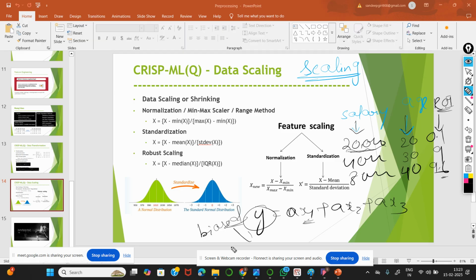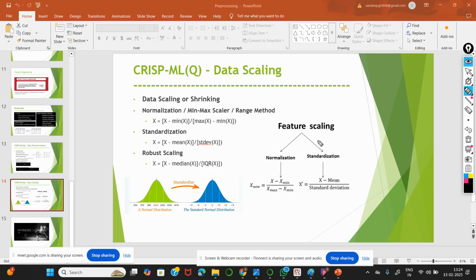This shouldn't be there. Equal priority should be given to each and every column, so y should depend on them equally. We should not have such biasedness. To do this, we should be using a technique called scaling. It will make the data scale free.